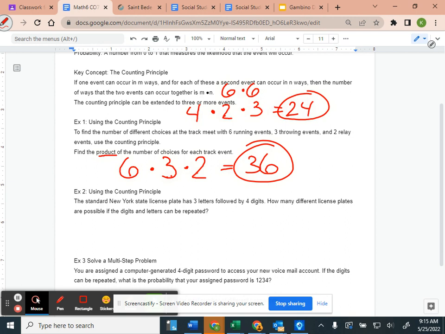So how many, if it says 4 digits, we know that there are 10 digits. There are 3 letters, and they can be repeated. How many letters are in the alphabet? So what is our possibility of letters? How many letter possibilities are there?